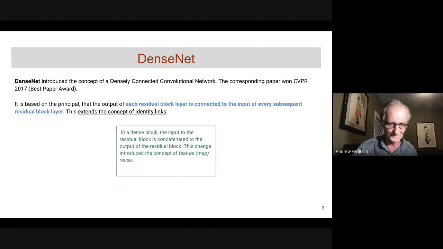feature excitation. So DenseNet introduced the concept of a densely connected convolutional network, and it won the 2017 Best Paper Award. And it was based on this principle that the output from each residual block is connected to the input of every subsequent residual block. So this kind of extended the concept of identity link. And let me explain that in a little more detail. Prior to this, when you took the input, you did a matrix add to the output. And so, yeah, you were remembering something, but it was kind of diluted. Here, what happens in a DenseNet, instead of doing a matrix add, it does a concatenation. So there's no dilution of the feature maps. And they refer to that as feature reuse.